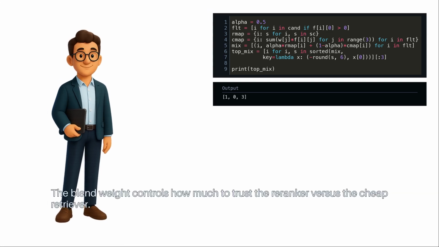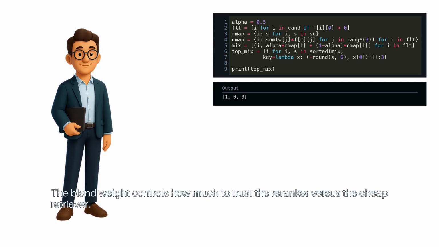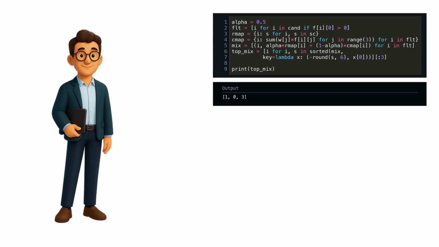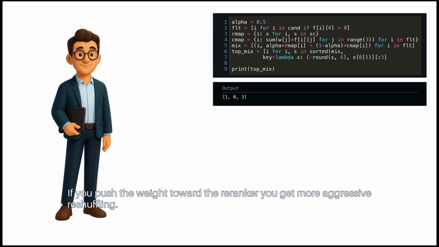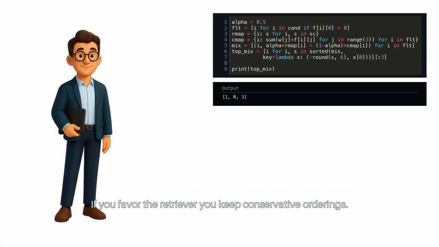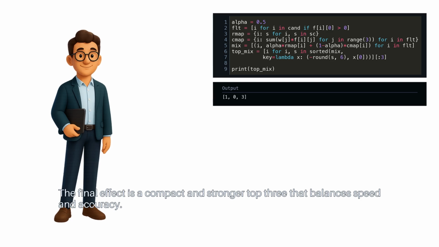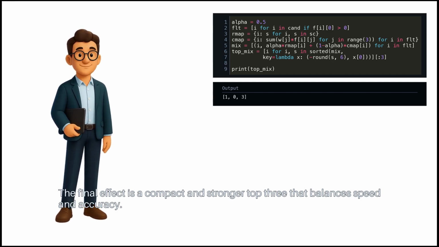The blend weight controls how much to trust the re-ranker versus the cheap retriever. If you push the weight toward the re-ranker, you get more aggressive reshuffling. If you favor the retriever, you keep conservative orderings. The final effect is a compact and stronger top 3 that balances speed and accuracy.